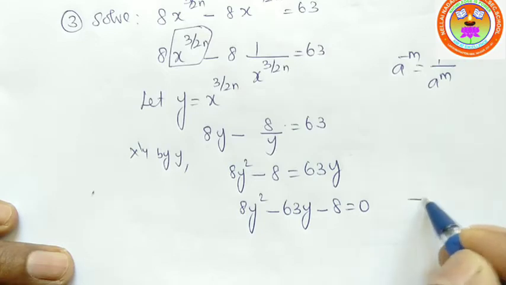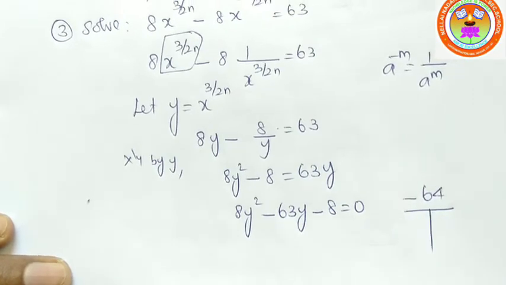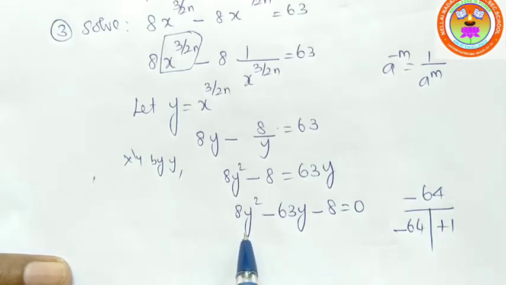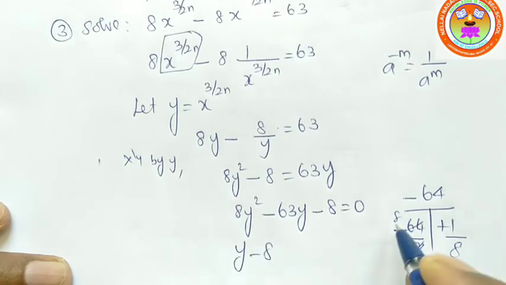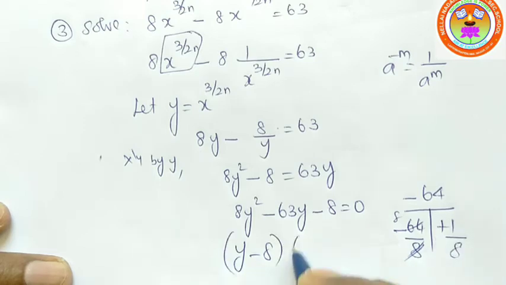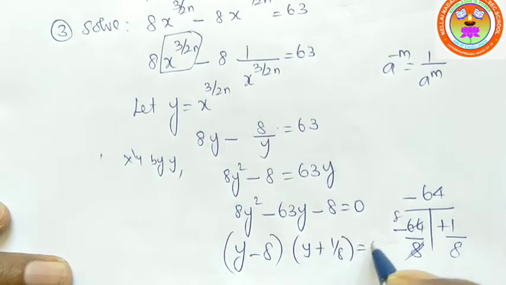8 into minus 8 is minus 64. Find two numbers whose product is minus 64 and whose sum is minus 63. The only possible numbers are minus 64 and plus 1. Here, the square term contains the numerical coefficient 8. So we can divide each factor by 8. 8 eights are 64. So we can write the factors in a simple way, that is y minus 8 into y plus 1 by 8, which is equal to 0.